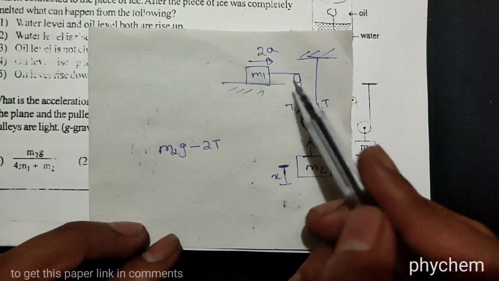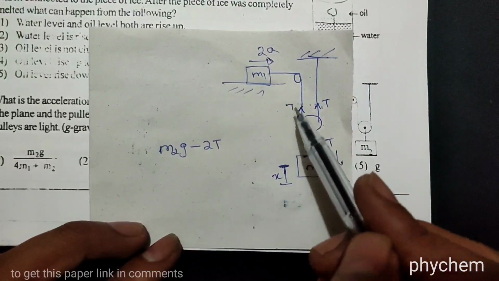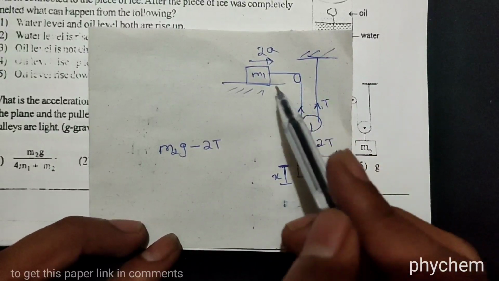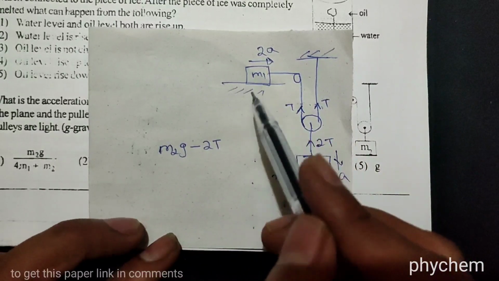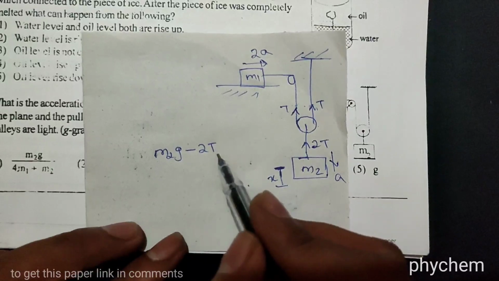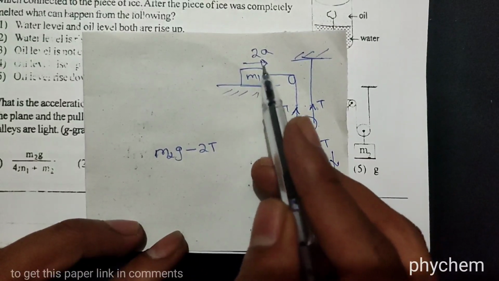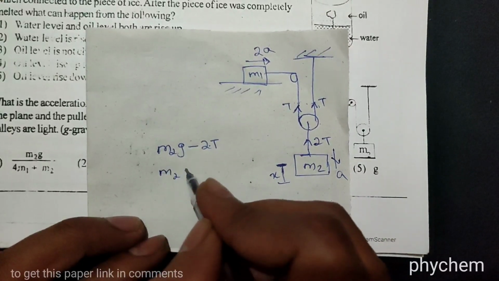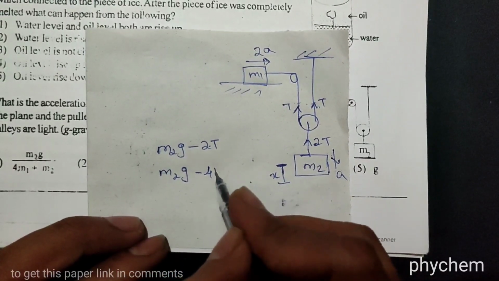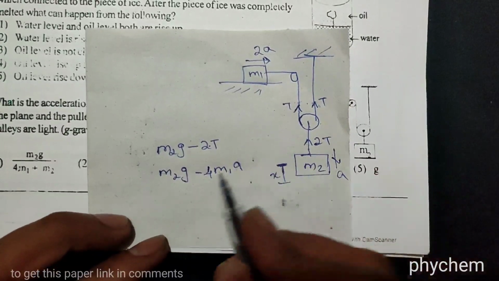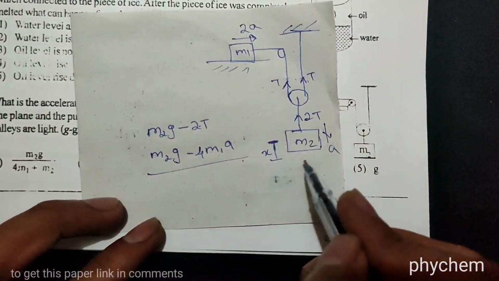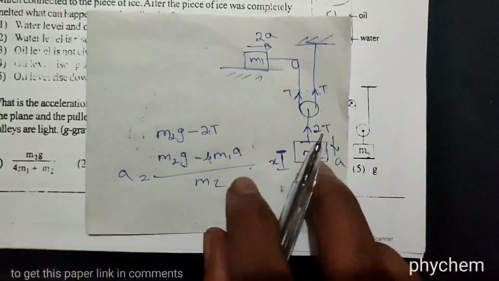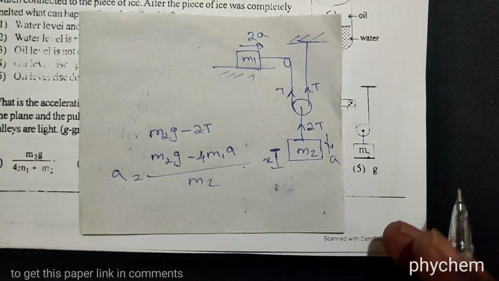Now I'm going to put in 2T. What is T? T is equal to m1 into 2a, because this tension force is the reason for the m1 mass acceleration. So T is equal to 2m1a. Therefore 2T means 4m1a, so the net force is m2g minus 4m1a, acting on this m2 mass, divided by m2 is equal to a.